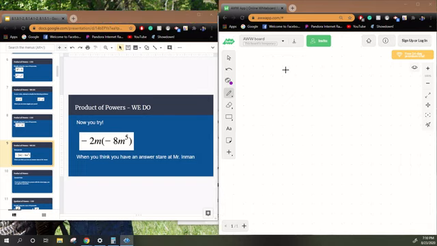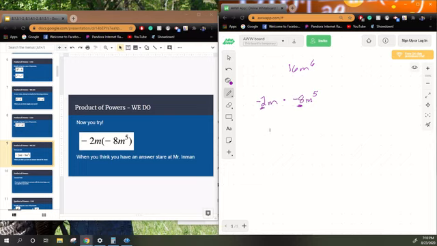Hopefully you've solved this problem. You should get 16m to the 6th. If you got 16m to the 5th, keep watching because I'm going to show you what you probably got tripped up on. So we have a negative 2m times a negative 8m to the 5th power. I just rewrote this problem to look like the problems we've seen so far. So I'm going to take care of these coefficients first.